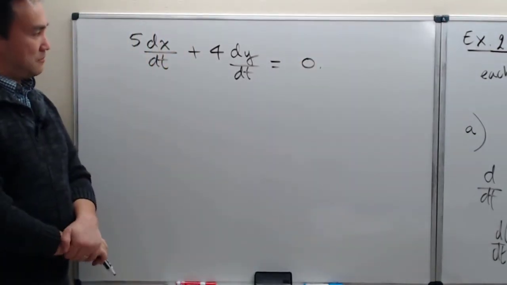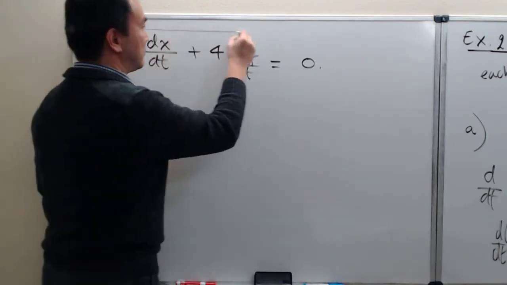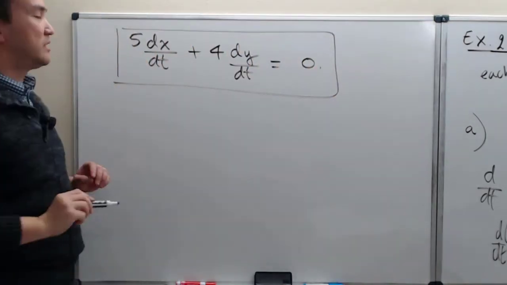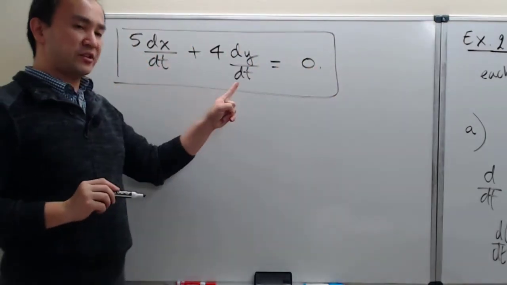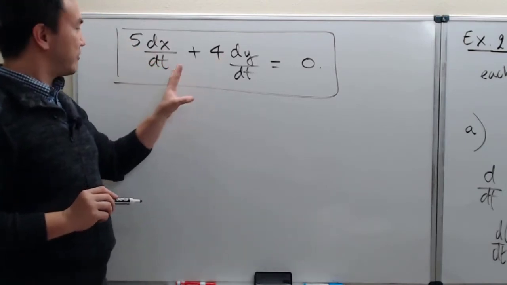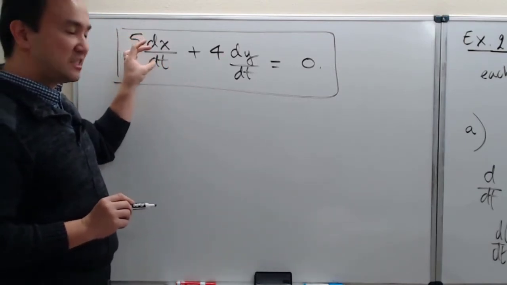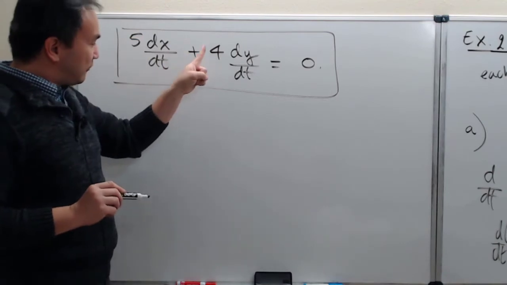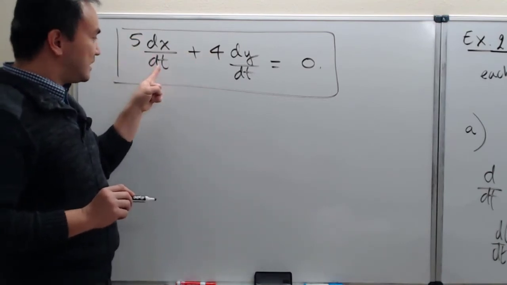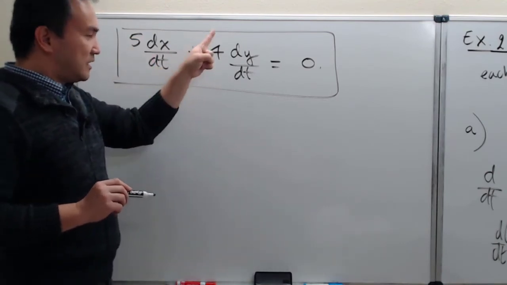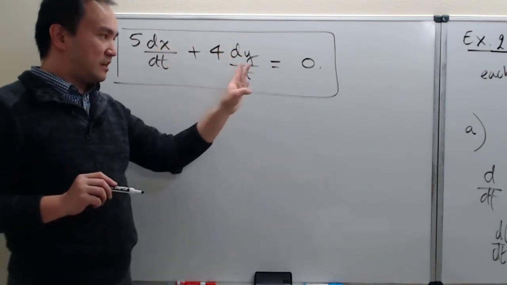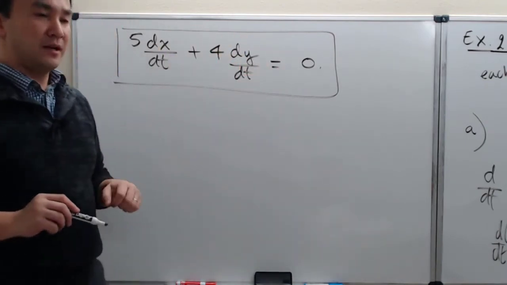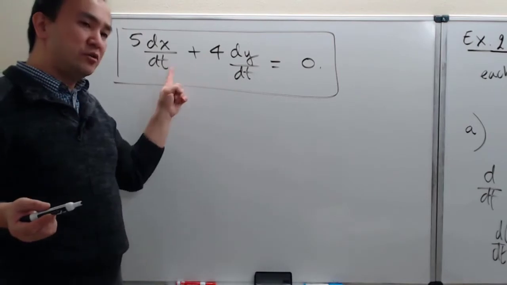All right, so now we have found our related rates here. In this equation, we're looking at two rates. They are being related in this relationship right here. 5 times our dx dt rate plus 4 times our dy dt rate, and all that equals 0. Okay, it's a relationship that relates these two rates.